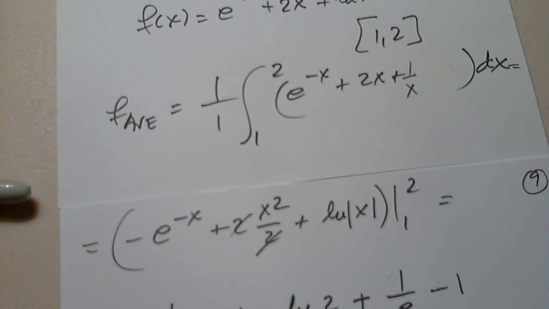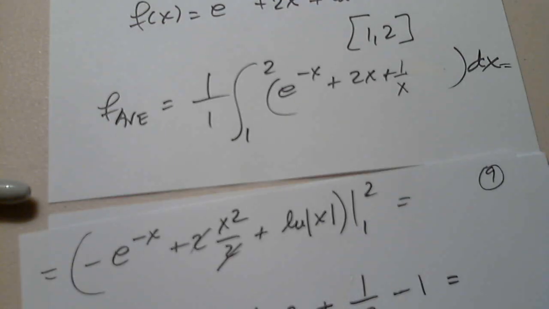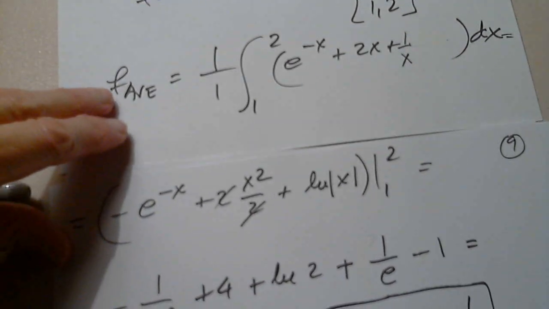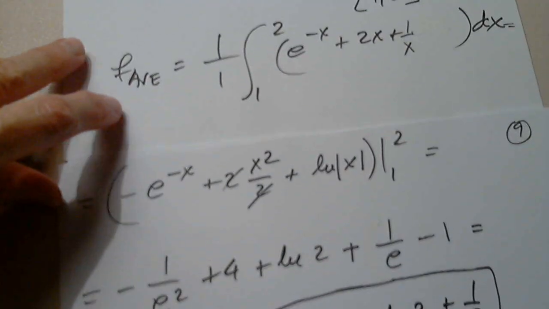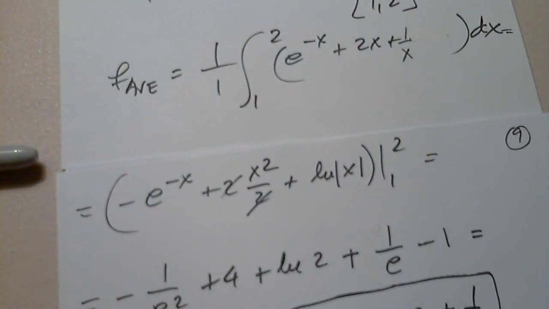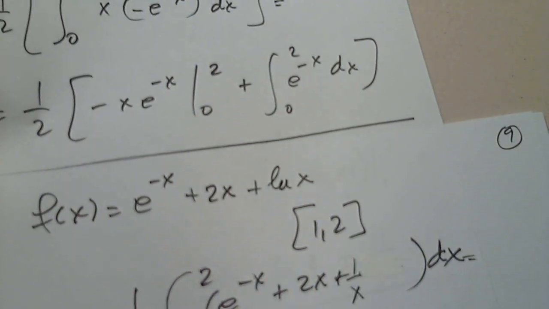So now perform the calculations as much as you can. Of course, negative 1 over e squared has to stay, and then plus 3 plus natural log 2 plus 1 over e. There is no need to approximate. That's the exact average value of this function on the given interval.